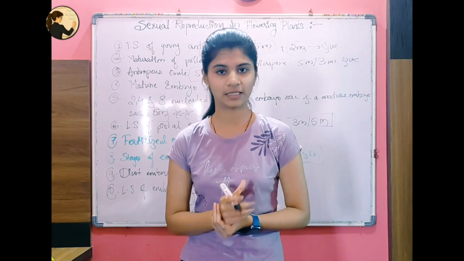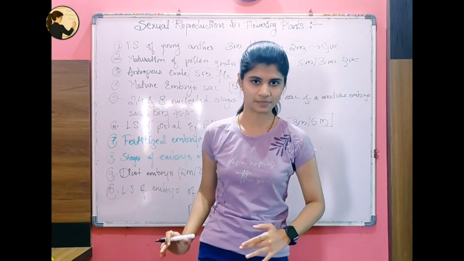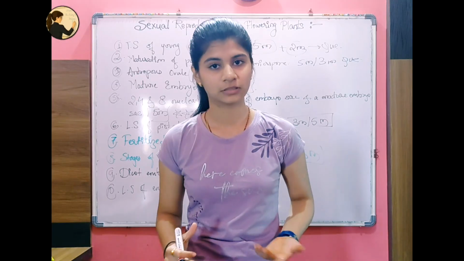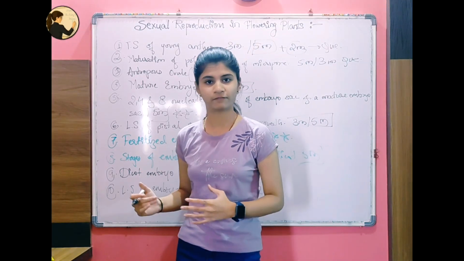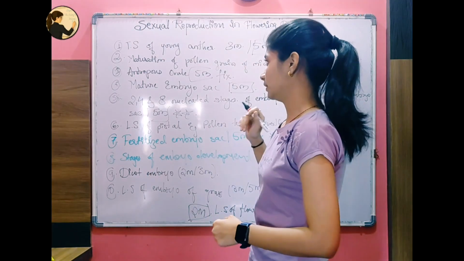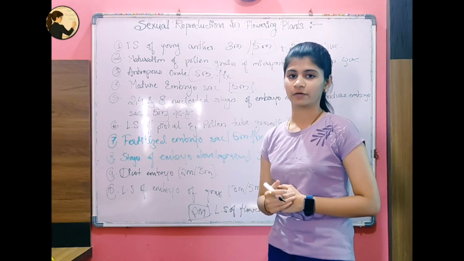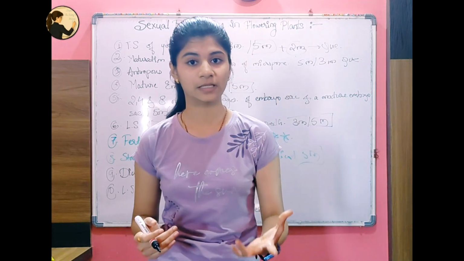You might be thinking, what about the other chapters? If only one chapter has 11 diagrams, how many diagrams might the others have? I'll be making videos on the other chapters also. So in this chapter, sexual reproduction in flowering plants, 11 diagrams are very important. It depends on your labeling.